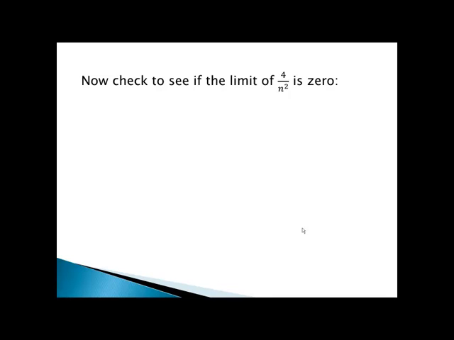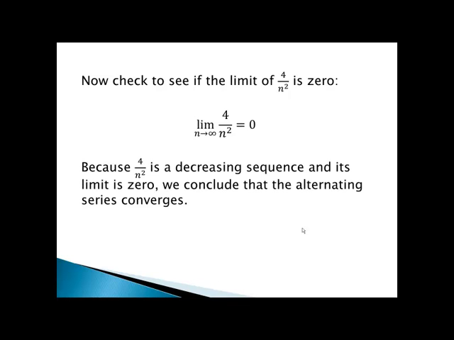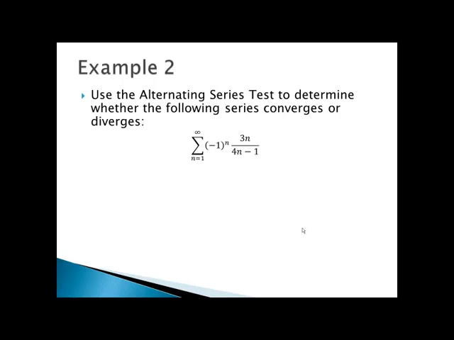Now we need to check to see if the limit of 4 over n squared is 0. Well, evaluating that limit, we find that the limit as n goes to infinity of 4 divided by n squared does in fact go to 0. So we know that 4 over n squared is a decreasing sequence, and its limit is 0, so we can conclude that the alternating series converges.